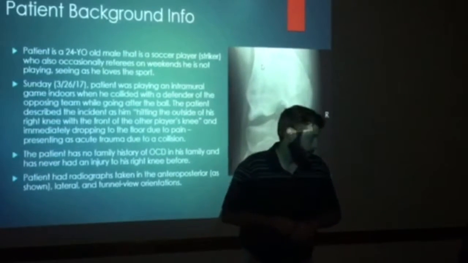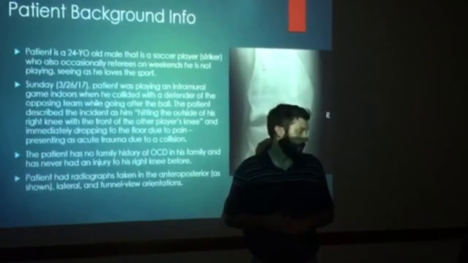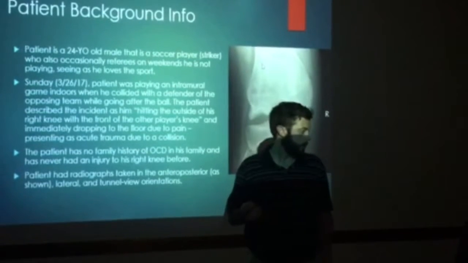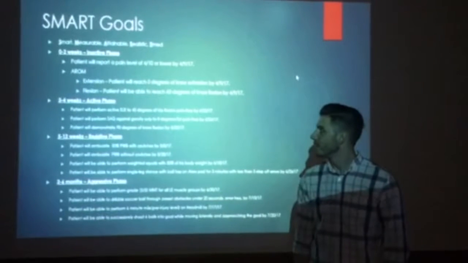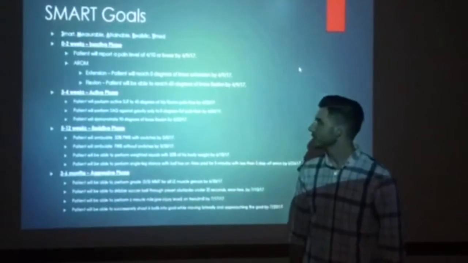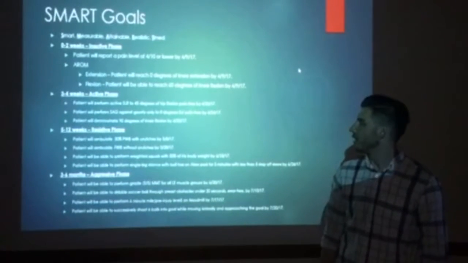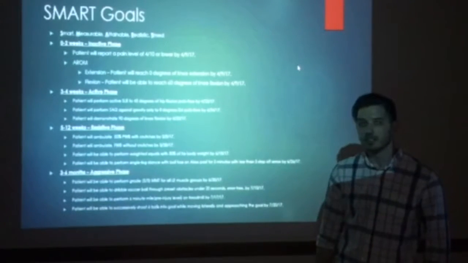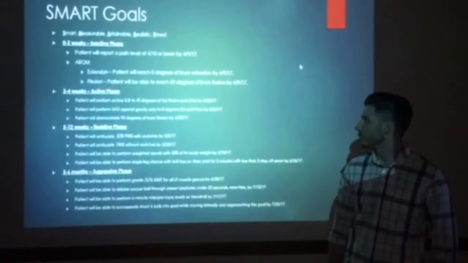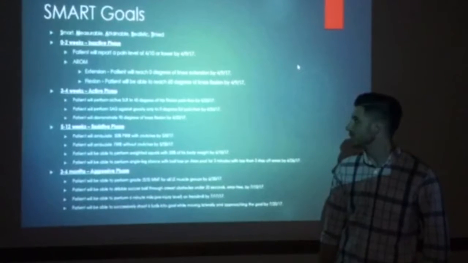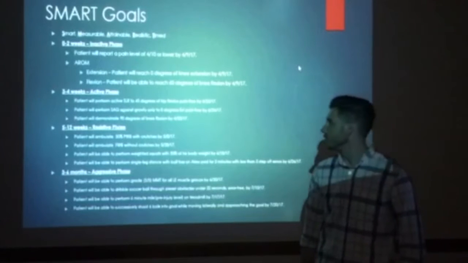The patient had radiographs taken of his right knee in the anterior, posterior, lateral, and tunnel view orientations. Here are our SMART goals for our patient. From 0 to 2 weeks on the inactive phase, we're going to have the patient report a pain level of 4 out of 10 by 4/9/17. In his active range of motion, the patient will reach 0 degrees of knee extension by 4/9.